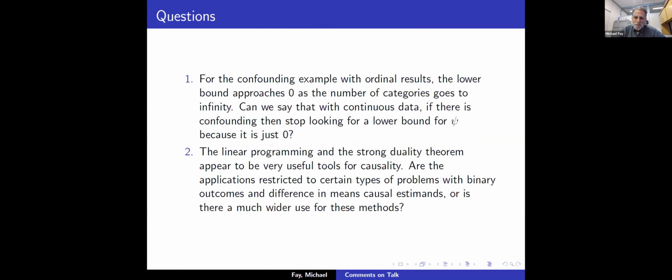For the confounding example, I think I just kind of asked this. With the lower bound approaching zero as the number of categories goes to infinity, if you have a uniform case, can we say with continuous data, if there's confounding, then you don't have to keep looking for a bound, because it's just going to be zero anyway? I mean, if you're a math person, you can spend years looking for it, but I don't think it's going to be there. Don't answer it yet. Okay. You can answer that. Go ahead, answer that first one.